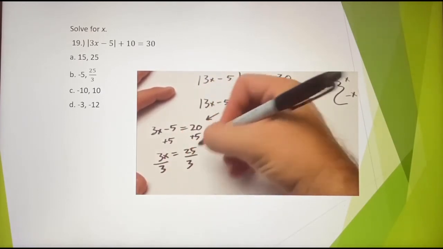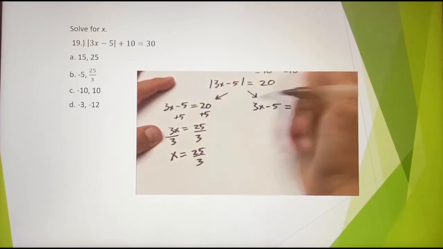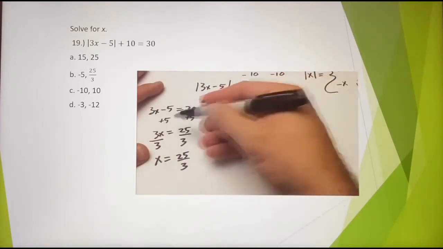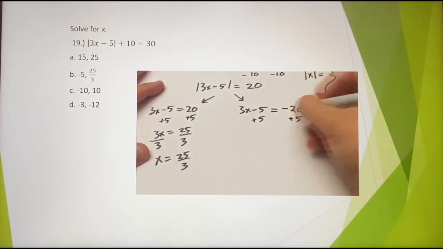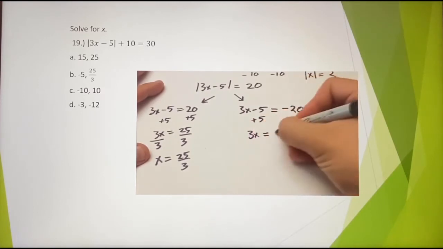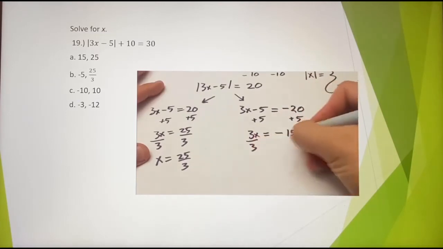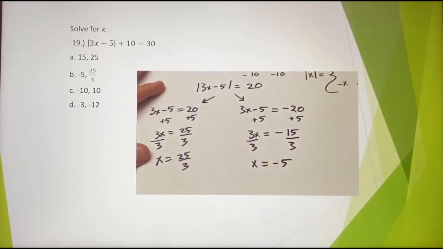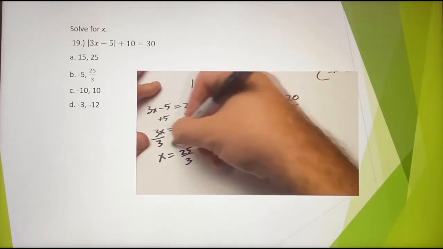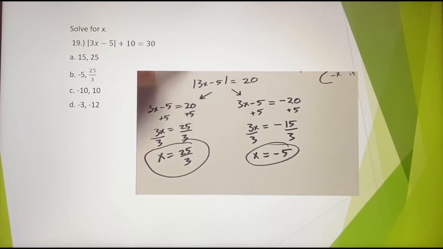Divide by 3. So I get that x is equal to 25/3. And then, like we did here, I needed to add 5. I still need to add 5. This gives negative 15. Divide by 3. x is going to be negative 5. So both of these are the answers. They both will make our original problem true.